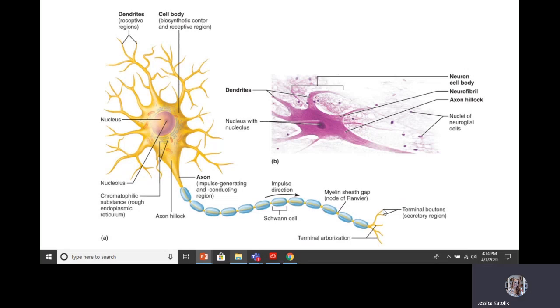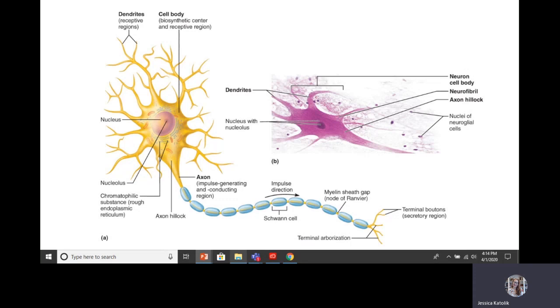There also will be these small little structures. These will be a little bit more bulbous at the end. We call these terminal boutons or buttons. Another name for these areas is axon terminals, which I prefer to use myself. And these axon terminals will be important in synapsing with dendrites or cell bodies on another neuron that this neuron would be communicating with.